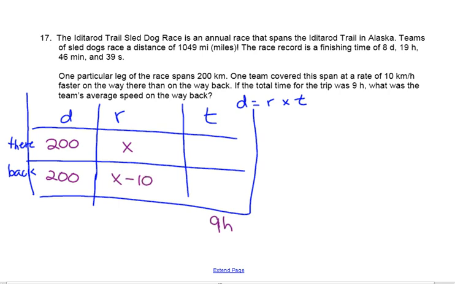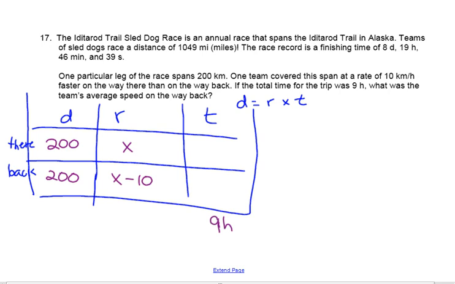Because it says this is your speed, right? So faster is a greater number. One team covered the span at a rate of 10 kilometers faster on the way there than on the way back. So on the way there was faster by 10. Good. So you could have x plus 10 here and x here, or x and then x minus 10.